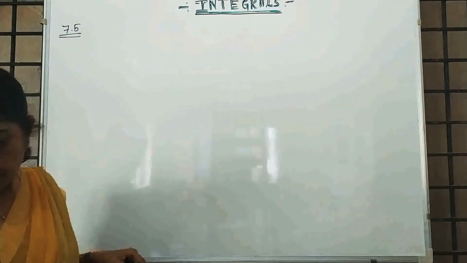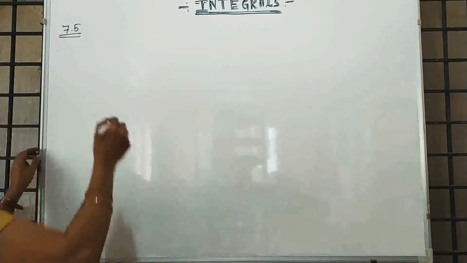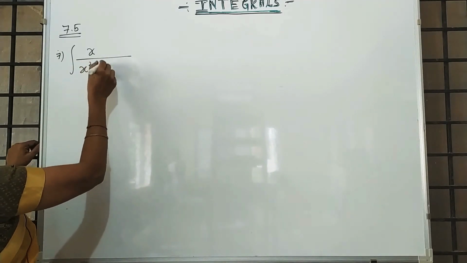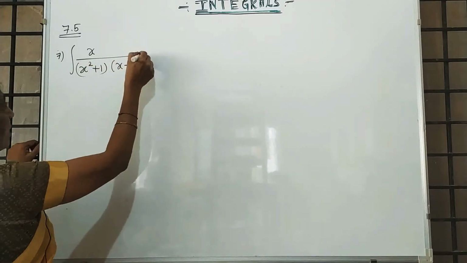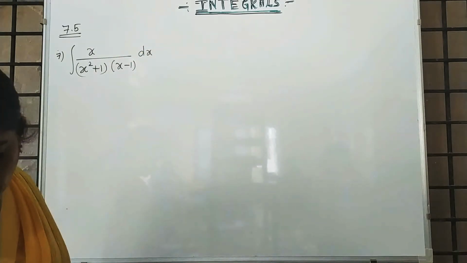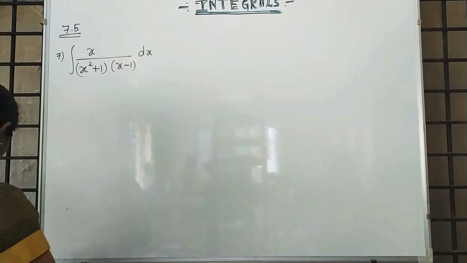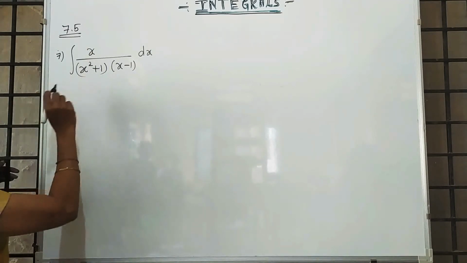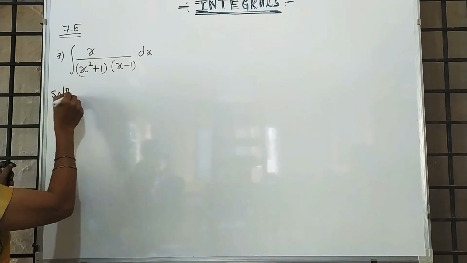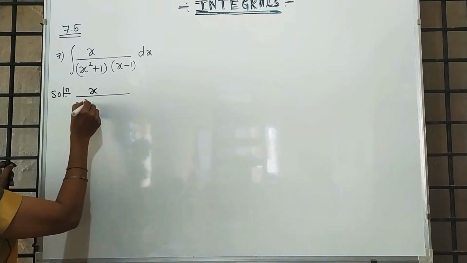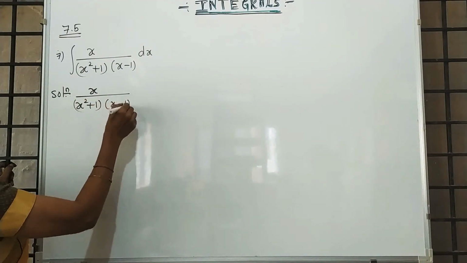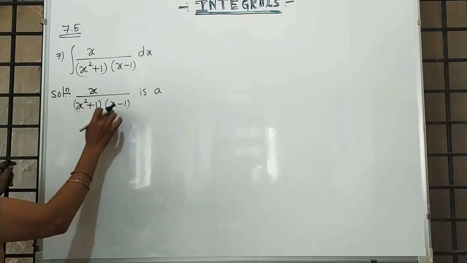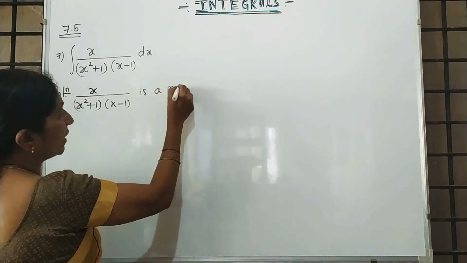So moving to the next example, that is question number 7. Integral of x upon x square plus 1 into x minus 1 dx. First step, as usual, we have to identify which type it is. X upon x square plus 1 into x minus 1, which type is it? The highest power of x in the numerator is 1, in the denominator it is 3. So it is a proper fraction.